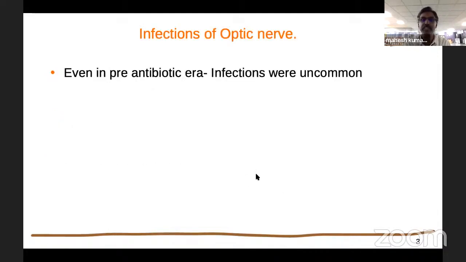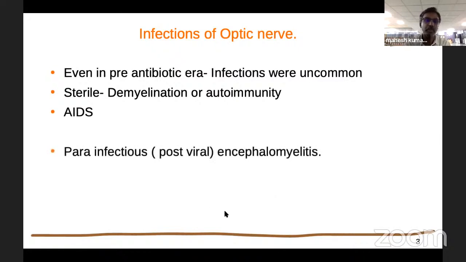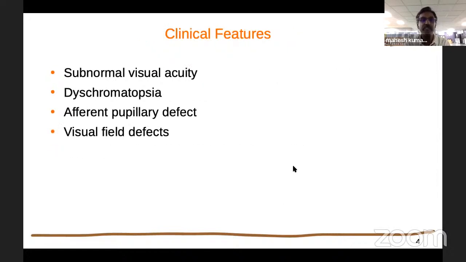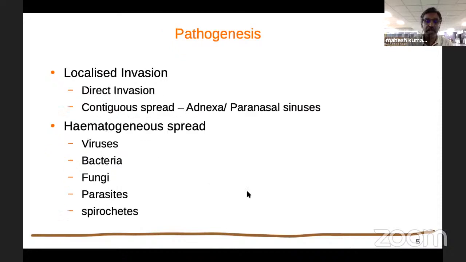In general, infections of the optic nerve were uncommon even in the pre-antibiotic era. Most were demyelinating or autoimmune disorders, as is the case now also. Occasionally, we had infectious lesions in immunocompromised patients, or they could be para-infectious encephalitis causing optic neuropathies in post-viral syndromes. The clinical features of infective optic neuropathies were that of routine optic neuritis, and the presentation was variable, acute or subacute, unilateral or bilateral, with periocular discomfort.